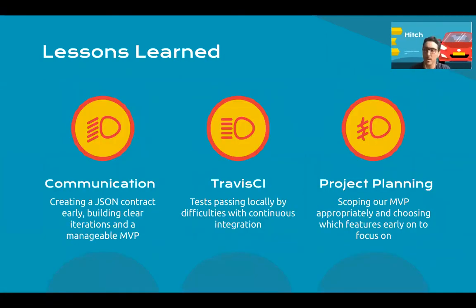And some of the lessons we learned were, our first was probably in communication between the front end and back end, including an early and concrete built JSON contract. As well, our front end had no previous experience working with the CI/CD of Travis CI, and appropriately scoping a project of this size in the time allotted.